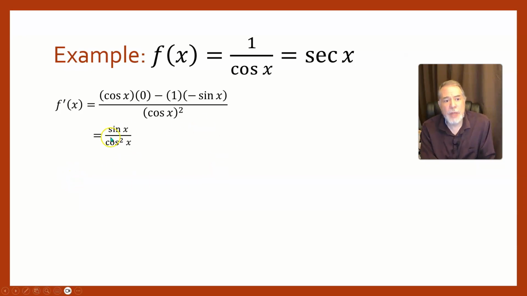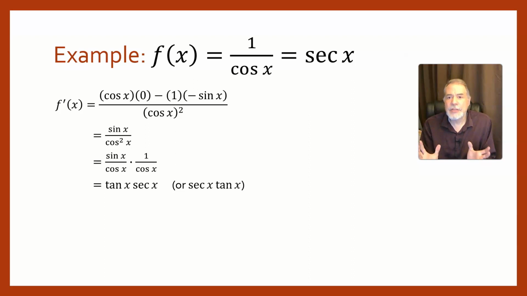So one way we can do that here is we can take this sine x over cosine squared x and split it up into sine over cosine times 1 over cosine. Because, of course, if you multiply that together, on top you get sine x times 1, and on the bottom you get cosine x times cosine x, or cosine squared x. So the sine over cosine would be the tangent of x, and then 1 over cosine would, of course, be the secant of x. So we do end up with tangent x times secant x. And this is the way the derivative of secant x is usually written.